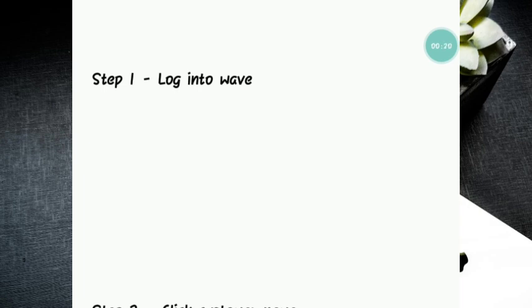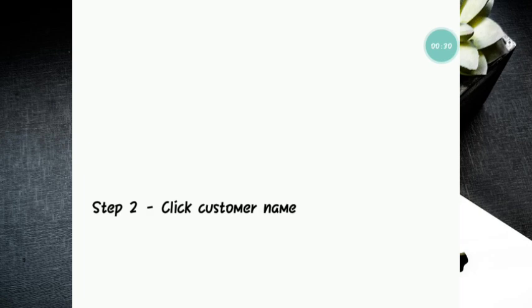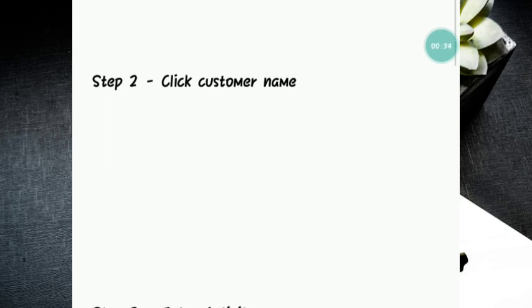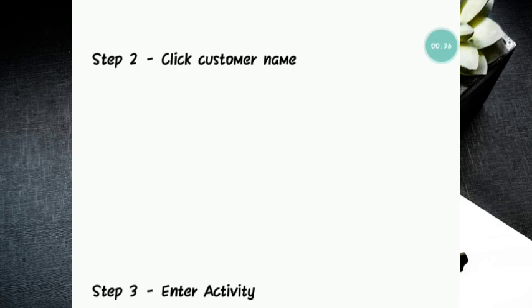Now on the left hand menu, once you're logged in, you're going to click on sales and then choose customers. This will take you to your full customer list. Now click on the name of the customer whose payment history you want to view. Once you're inside their profile, scroll down to the section labeled activity.